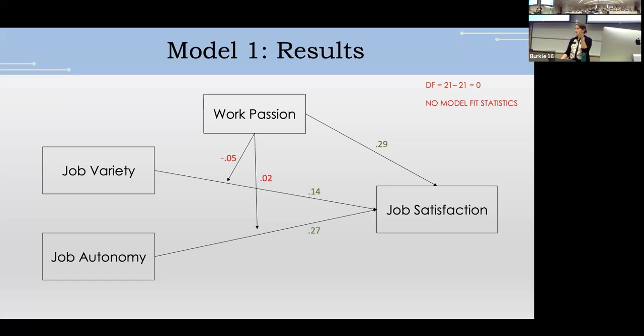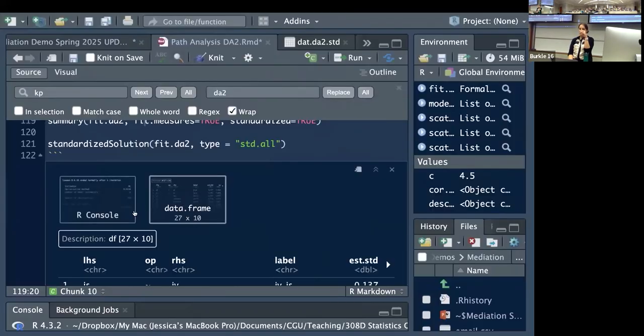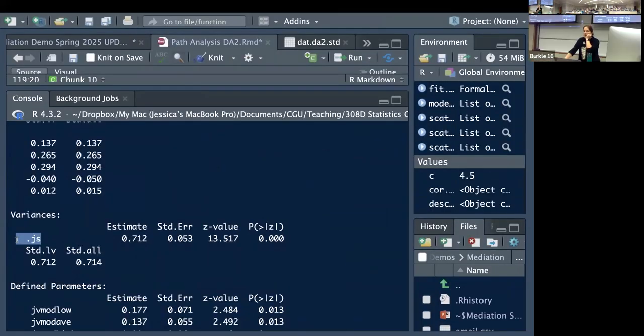Work passion does not moderate, right? We can also, you see this? E dot JS, what is that? Error variance. Good, right? What does that mean? It means variance not explained. So 71% of the variance is not explained. So what's our R squared? 0.29. So this model explained 29% of the variance in job satisfaction. We can report that. It's just a regression. That's our best fit stat that we have.